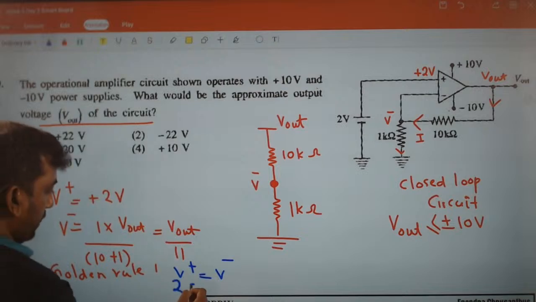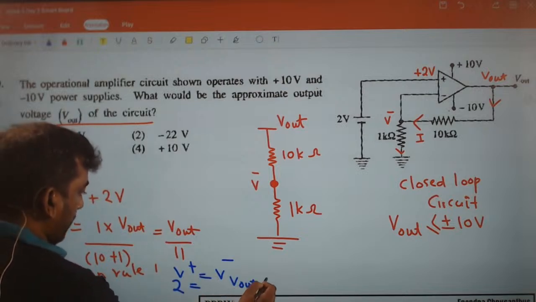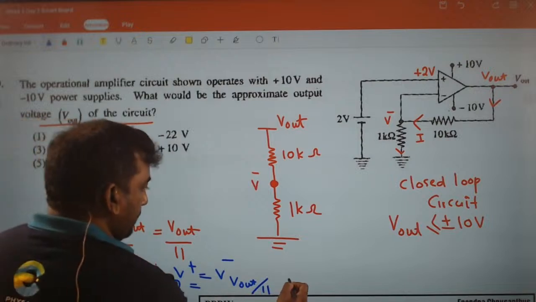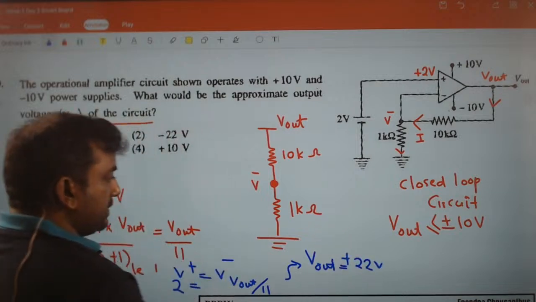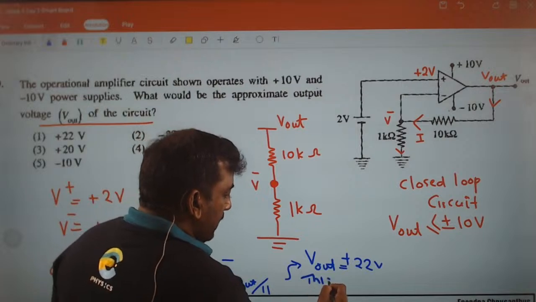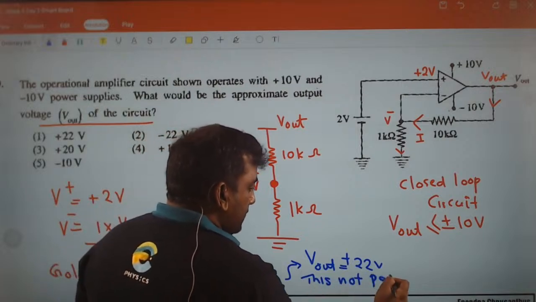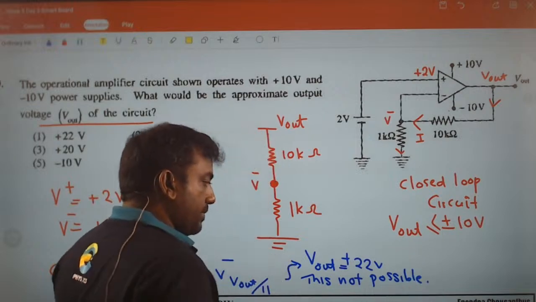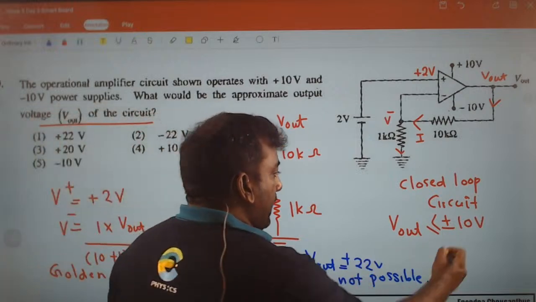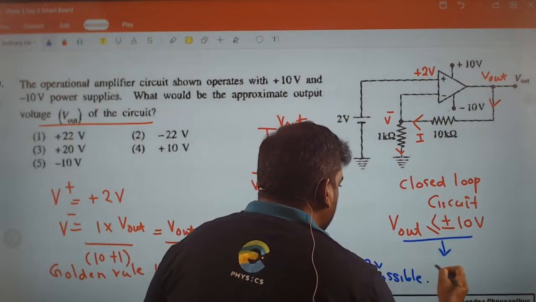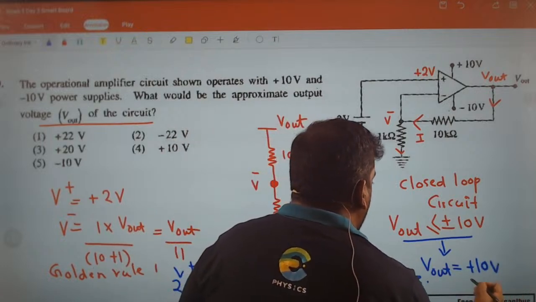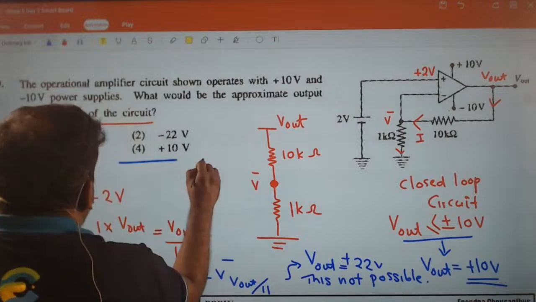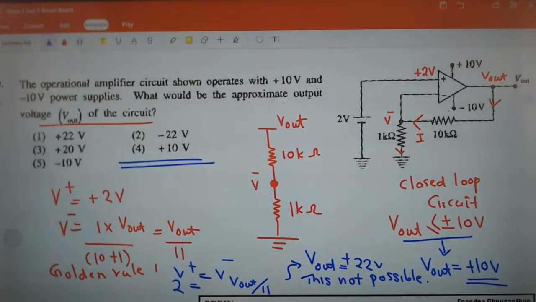V plus is 2 volts. Output divided by 11 equals that, so multiplying, V output mathematically is plus 22 volts. This is not possible. It can never exceed the supply. This is the condition. Therefore the output voltage here is, no, the maximum possible is plus 10 volts. The correct answer is answer number 4.